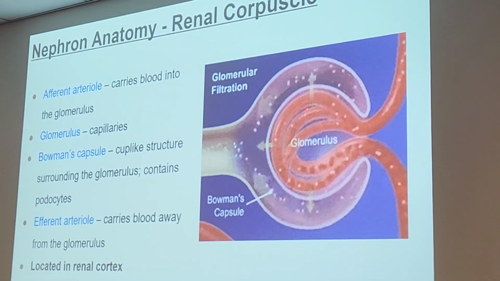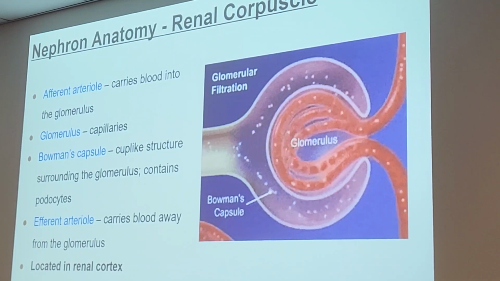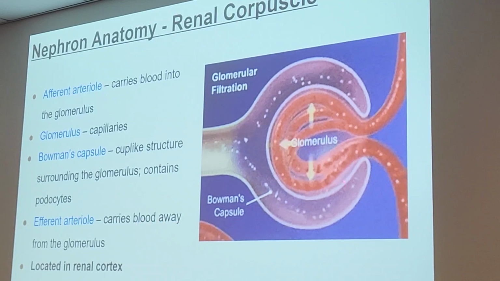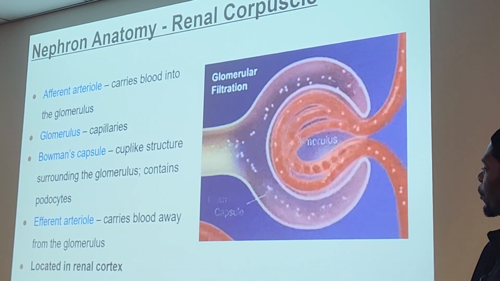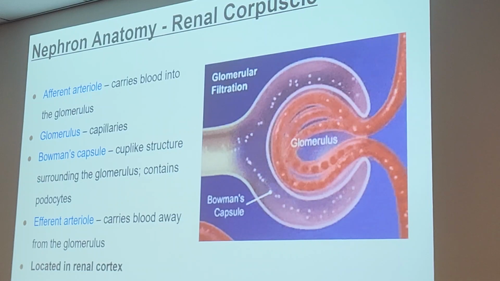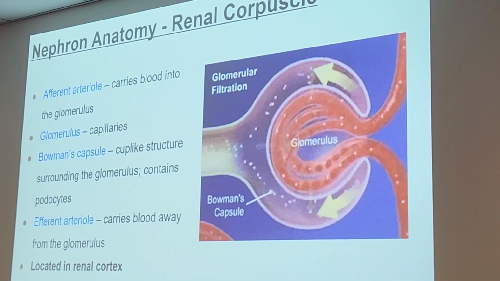That's where the filtrate goes into the actual nephron right here. Like I said, blood is carried away via the efferent arteriole. And of course, all of this stuff is located in the renal cortex. So these are all the components of the renal corpuscle.